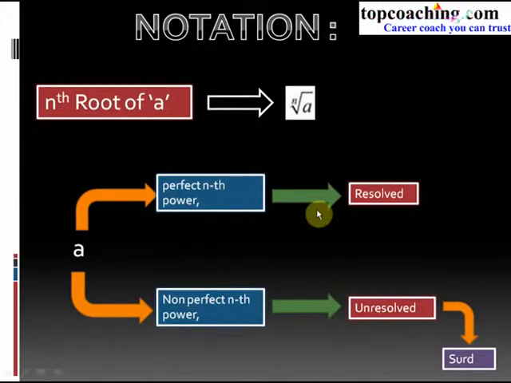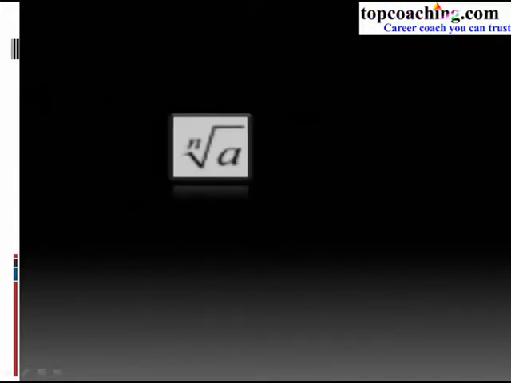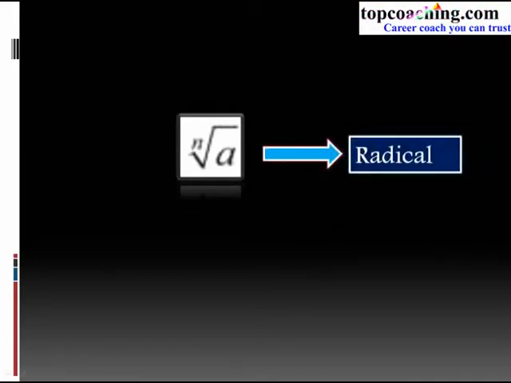Now, a very important thing to note is that all the surds are irrational numbers, but all the irrational numbers are not surds. So we can say that surd is a subset of irrational numbers. Now we denote the nth root of any number a in this way. So this is known as the radical sign.